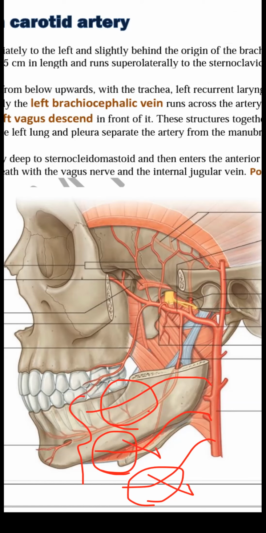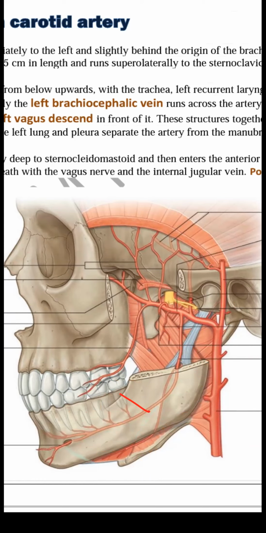While from behind, these are posterior auricular and occipital. While from its deep part, I said it passes on the lateral wall of the pharynx, so it gives ascending pharyngeal artery. These are 6 branches, and the 2 terminal branches are superficial temporal and maxillary. There are 8 branches from the external carotid, where it ends opposite the neck of the mandible by dividing into superficial temporal and maxillary.